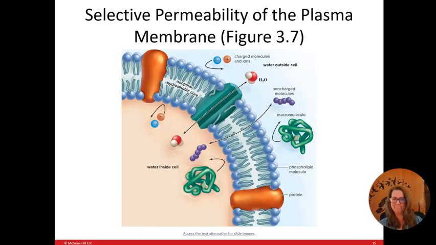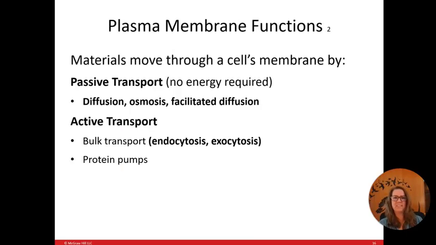Selectively permeable, meaning some things can come in and some things cannot come in. We are going to talk more about this when we talk about active transport and passive transport. So passive transport, no energy is required, and you're going to have a little more in-depth work with this in your lab, your virtual lab. Diffusion, osmosis, and facilitated diffusion. So essentially, these are examples of passive transport. Essentially, what you have is a building up of a concentration gradient that is going to easily move particles or substances from regions of high concentration to low concentration.